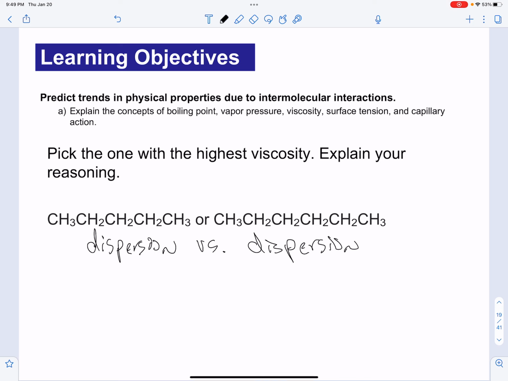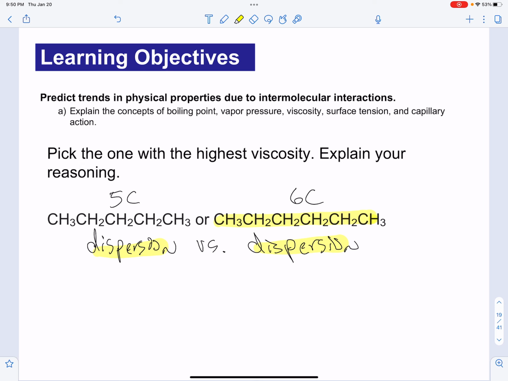So how do we know which one has the stronger force? Well, this one has 5 carbons, and each of those carbons has as many hydrogens as possible. And this one has 6 carbons, which means this one is the bigger one. And remember, on dispersion, the bigger the molecule, the more contact you will have with a bigger surface, and therefore the stronger the dispersion force.